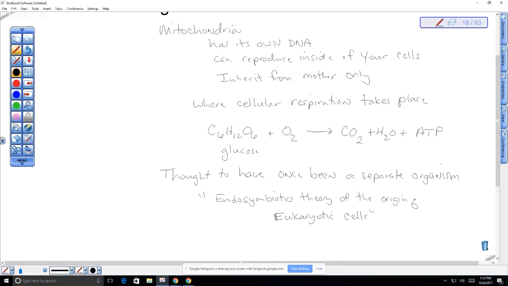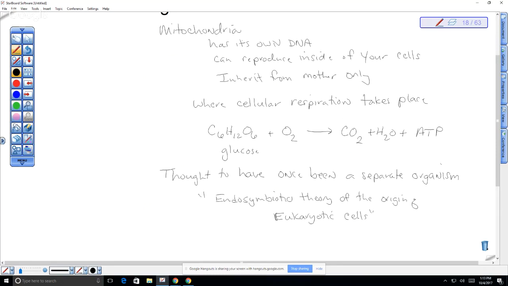Okay, so if we look at this word, you're like, oh, this word, right? Endo, inside. Sim means together. Biotic means living. So what this means is that your cells have incorporated a little prokaryotic-like organism, and you brought it into the inside of your cell, and it lived there, and now it is an essential part of you and who you are. So eukaryotic cells evolved when larger cells started engulfing smaller cells.